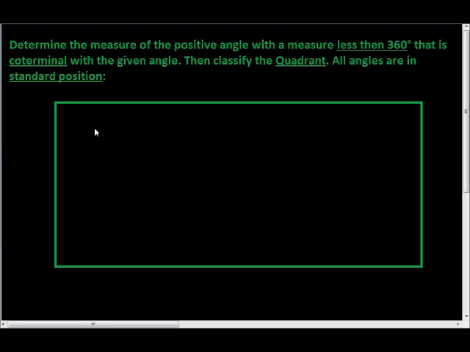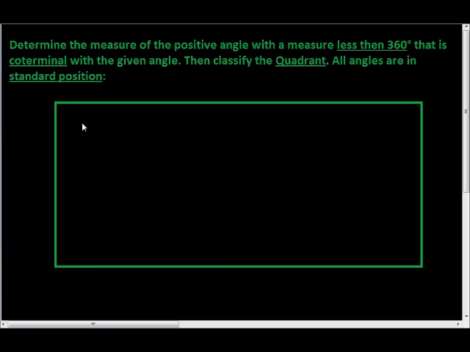When you're looking at a word chunk like this, it can be a little bit complex. So I find it helpful to underline the important bits. Less than 360 is a little bit important. The really important ones are coterminal, quadrant, and standard position. So let's go ahead and define a few of these.